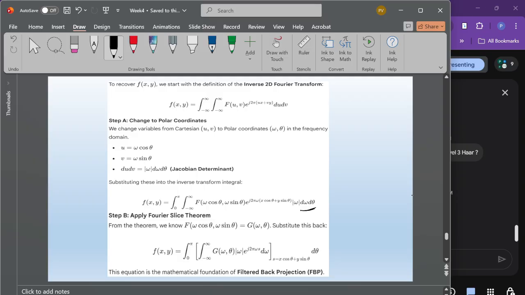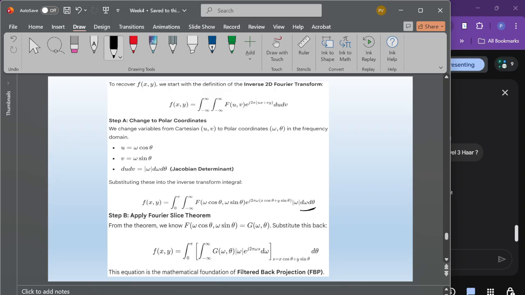Now, after that, we need to apply the Fourier slice theorem. As we have seen in the previous slide, F of omega cos theta and omega sin theta is equal to G of omega, theta. Now substitute this in place of s of x cos theta plus y sin theta, and this equation represents the mathematical foundation for the filtered back projection.